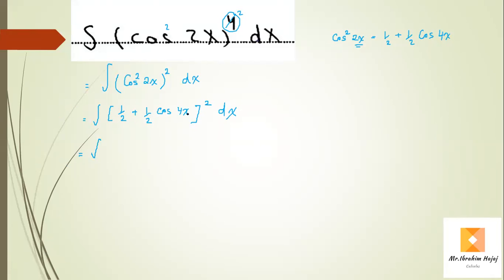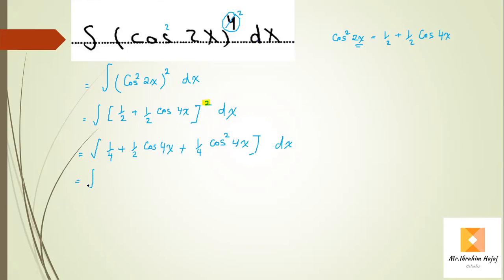The integral of the squaring here, we will expand this binomial. To expand it, we square the first: squaring the half gives a quarter. Multiply first by second by 2, gives 1 over 2 cosine 4x. Plus squaring the last term gives 1 over 4 cosine squared 4x. So cosine squared appeared again, the same problem as before.